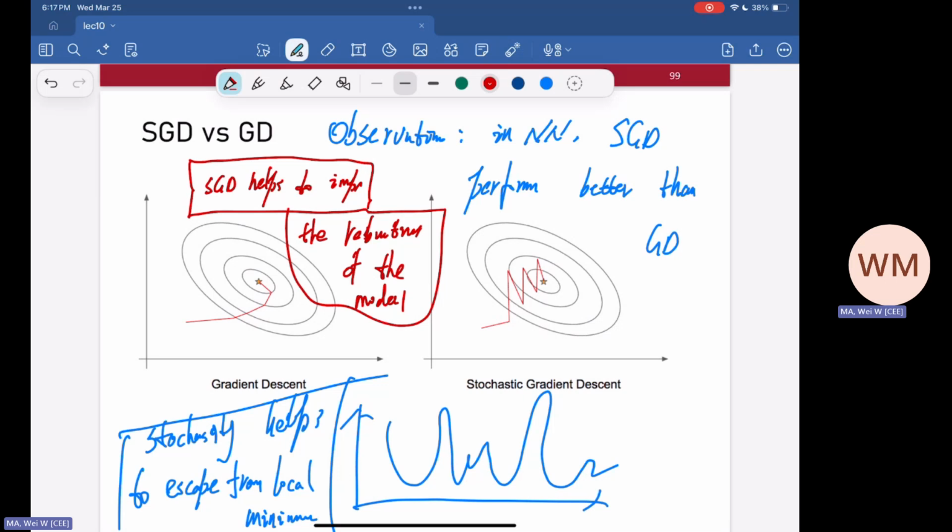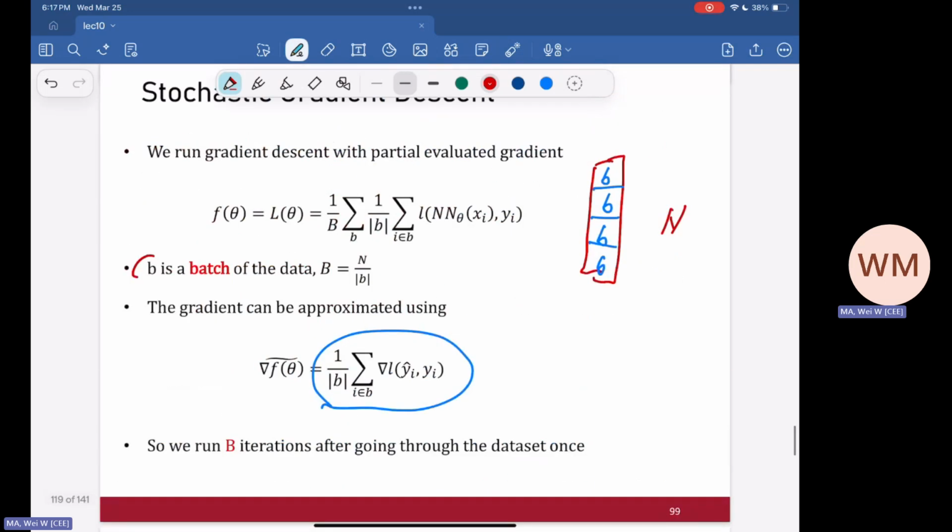So in general, no one will use GD in neural networks. You will definitely use SGD, and you will choose a batch size. Here we have a terminology, batch size. Batch size means how many data points you use to calculate the gradient. A large batch size gives a smoother gradient. A small batch size means the gradient will be more random.